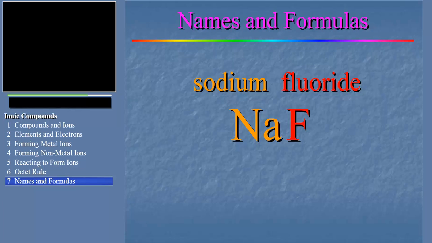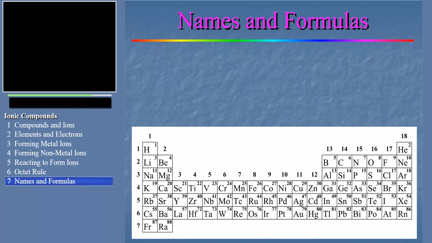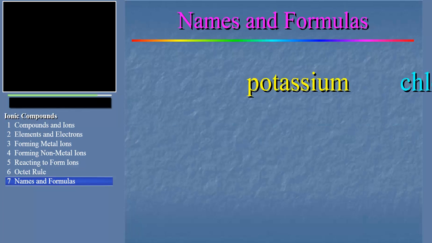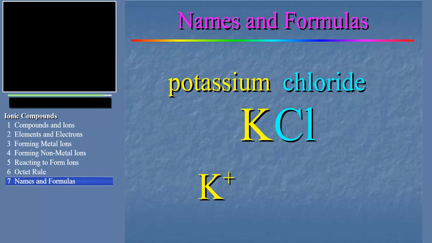Now, just to see if you've got the message, what would be the name and formula of the compound formed between potassium and chlorine? Here's the answer. First the name, and then here's the formula. Potassium is an alkali metal like sodium, so it reacts to form K+. Chlorine is a halogen like fluorine, so it reacts to form the Cl- ion. Hence, potassium chloride.